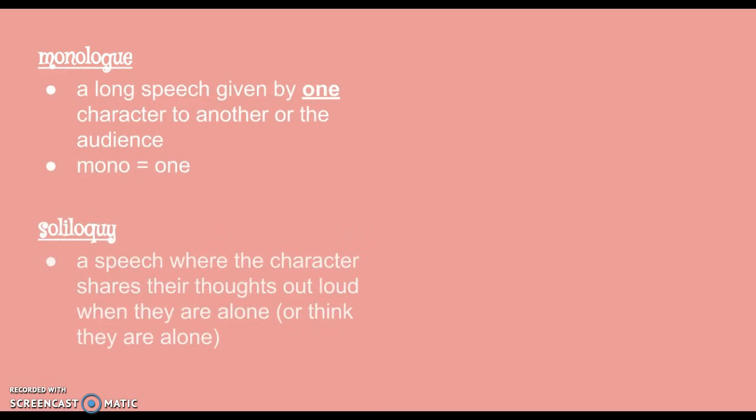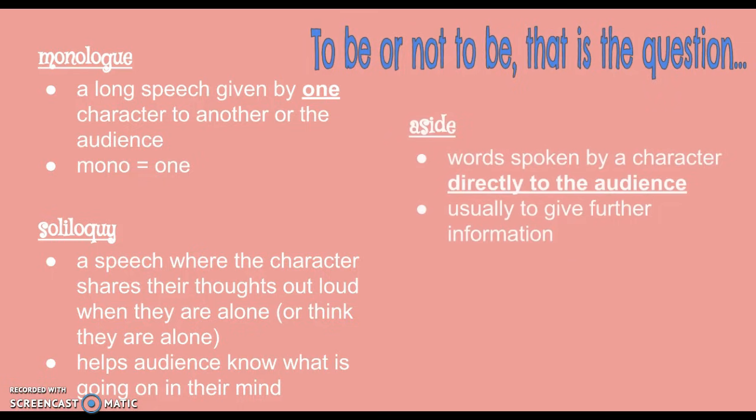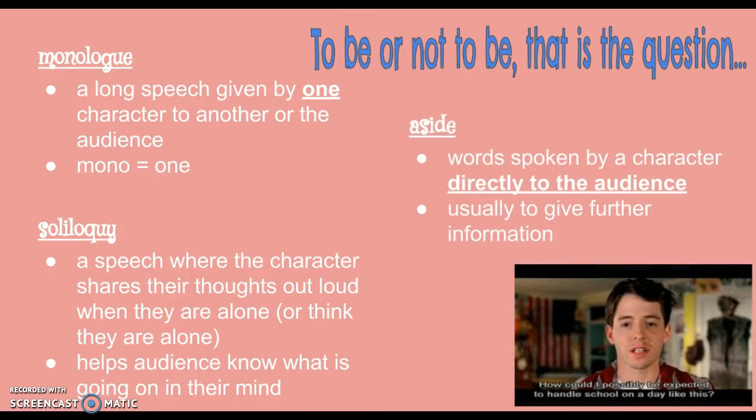Now, there's a couple other different ways that characters are talking on stage besides when they're talking to each other. A monologue is a long speech given by just one character to another character or to the audience. Really easy way to remember monologue is that mono equals 1. So monologue is one long speech, one character.